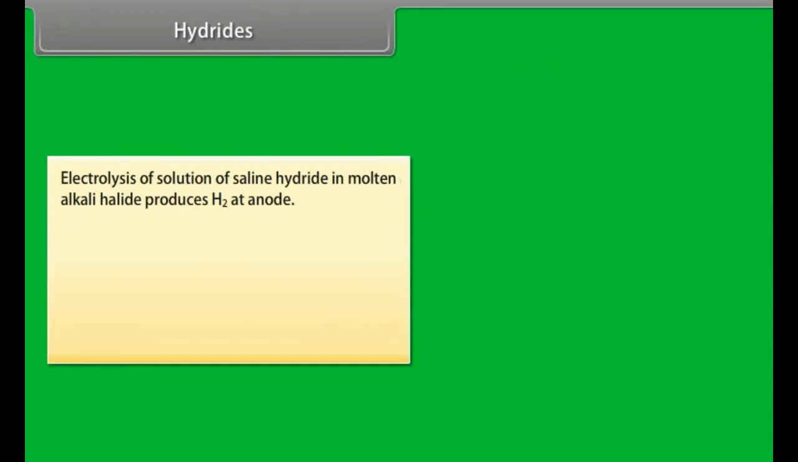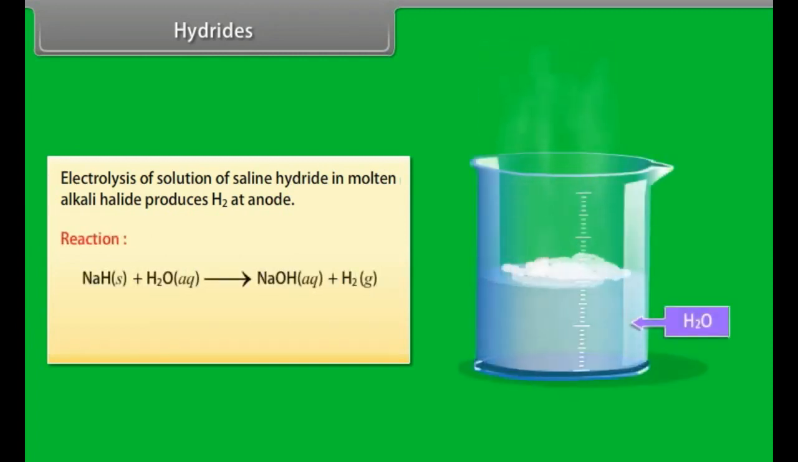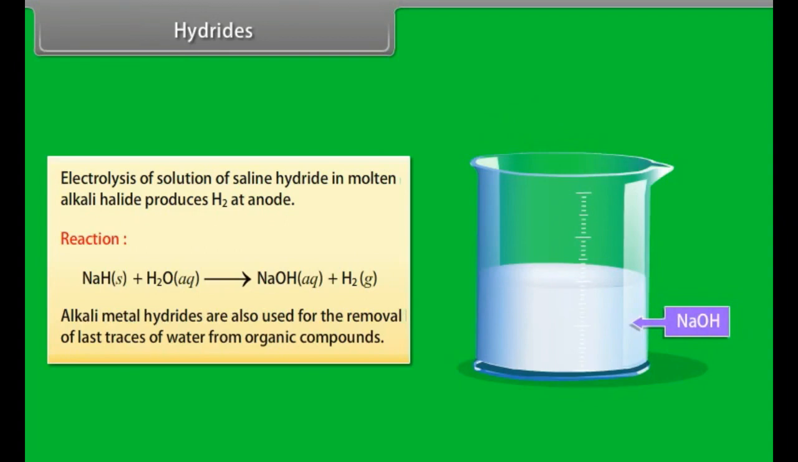Electrolysis of a solution of saline hydride in molten alkali halide produces H2 at the anode. The reaction is given as. Alkali metal hydrides are also used for the removal of last traces of water from organic compounds.